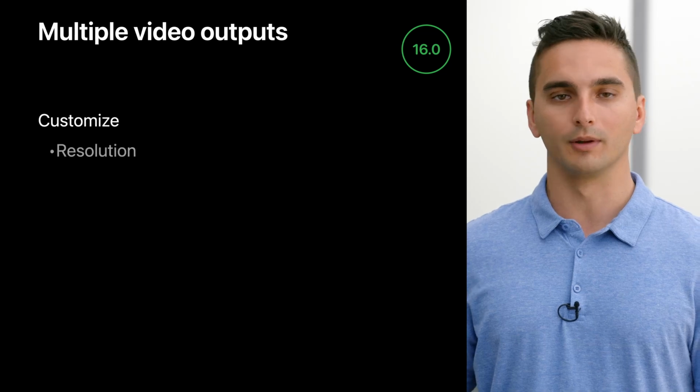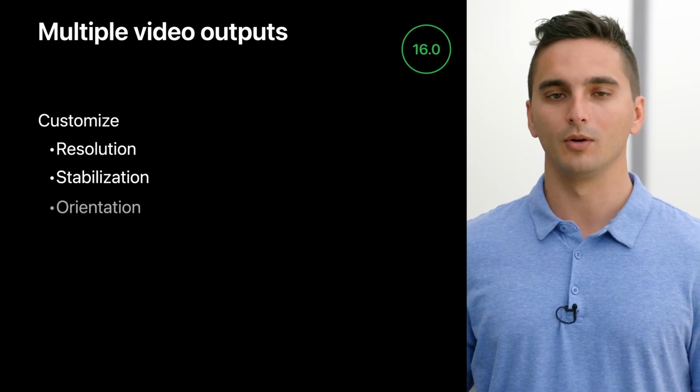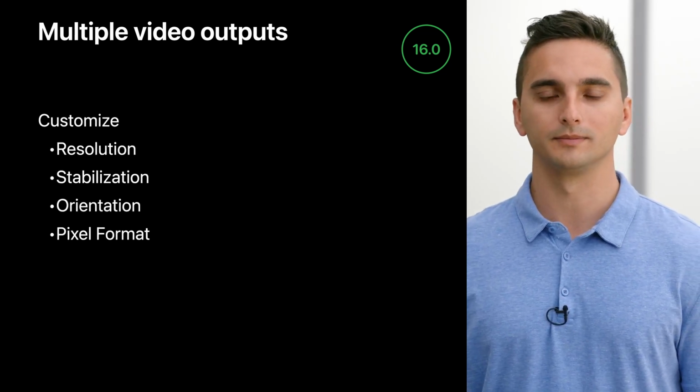New in iOS 16 and iPadOS 16, apps can use multiple AV Capture video data outputs at the same time. For each video data output, you can customize the resolution, stabilization, orientation, and pixel format.